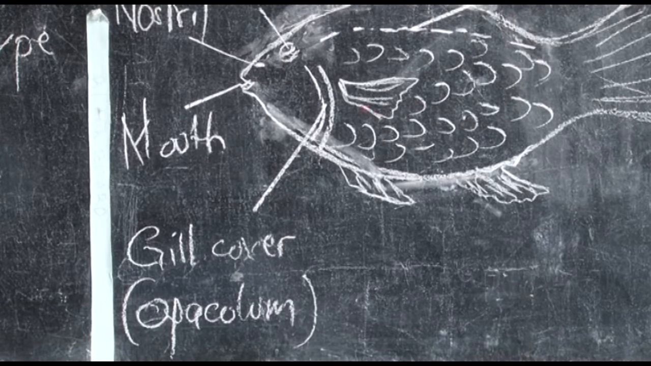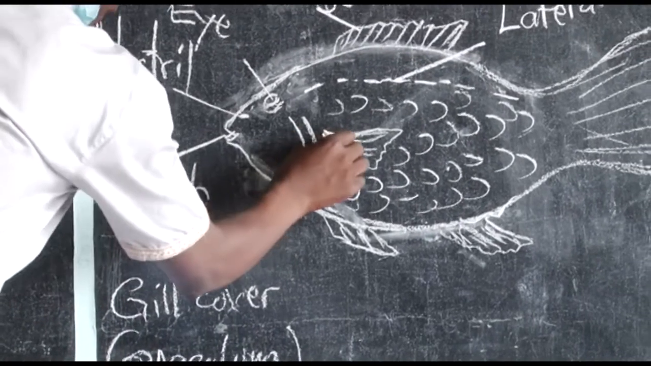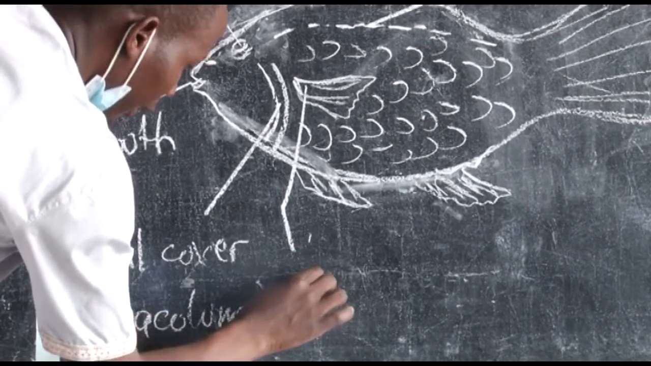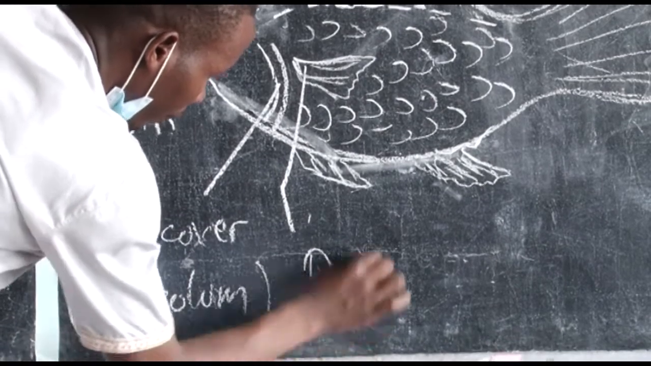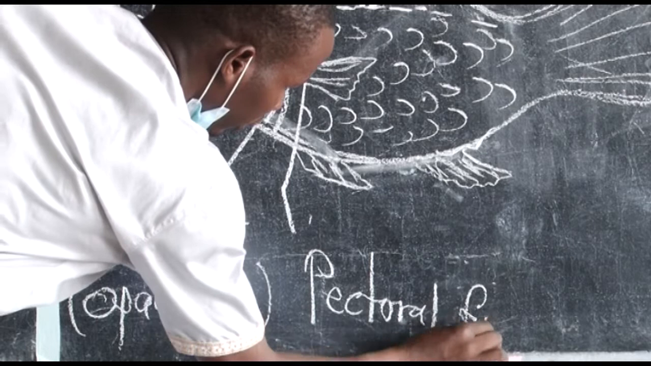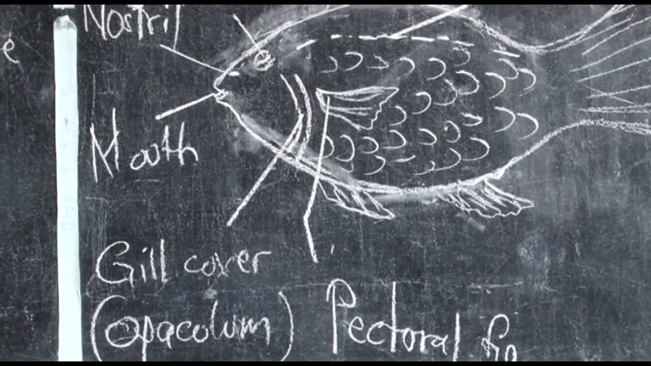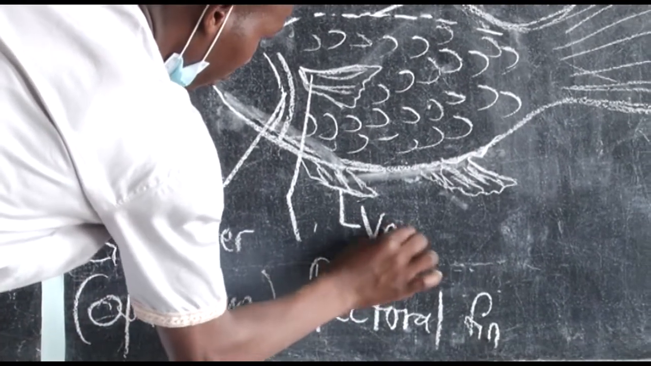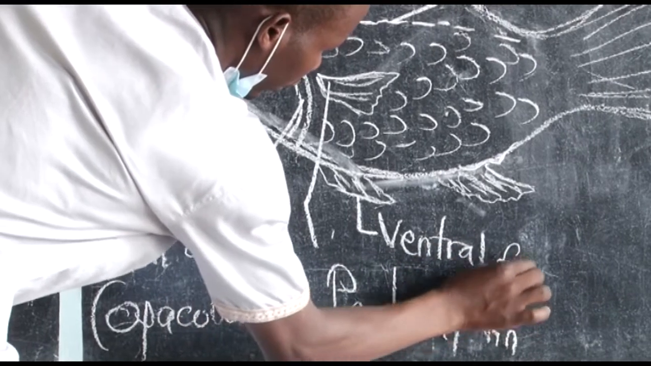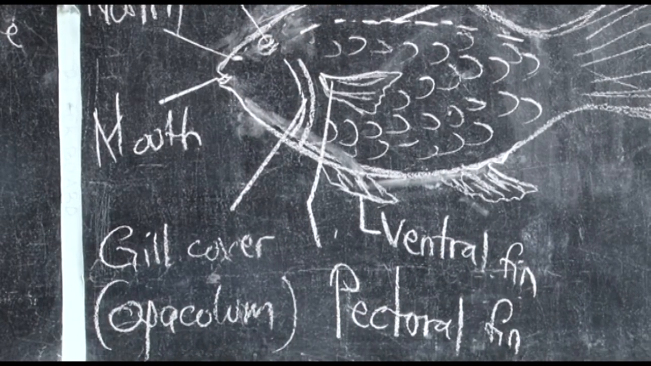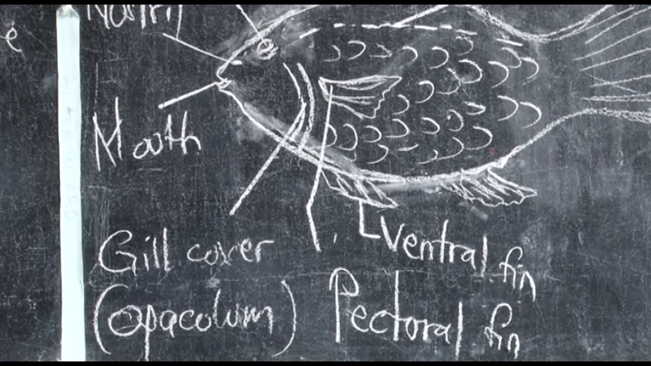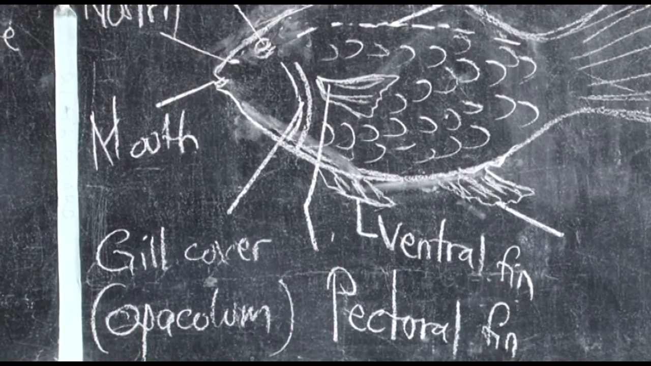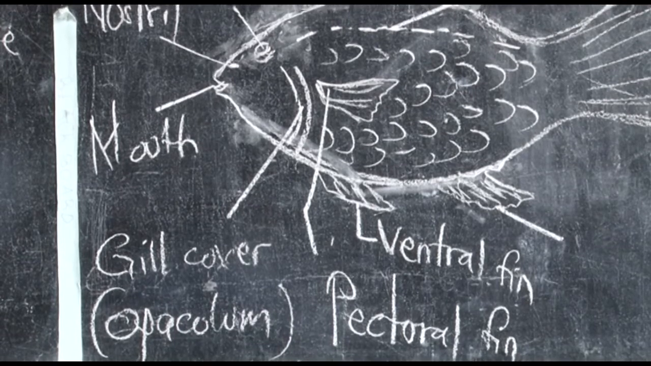Then we have this fin here. This is called the pectoral fin. From there, you have another fin here. This is the ventral fin. Then I have the fin which is around the anal area here. This is the anal fin.